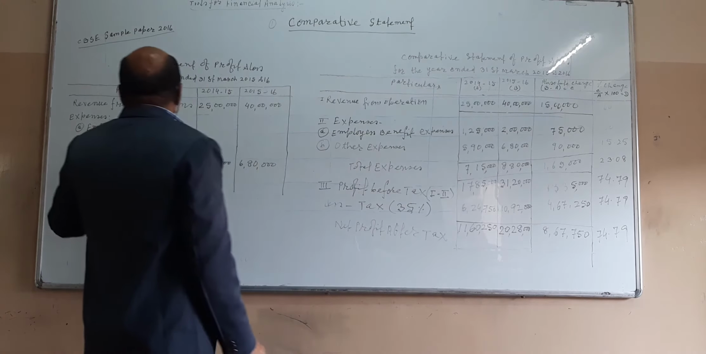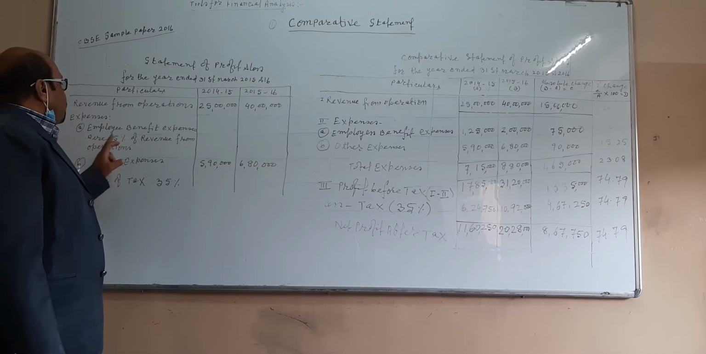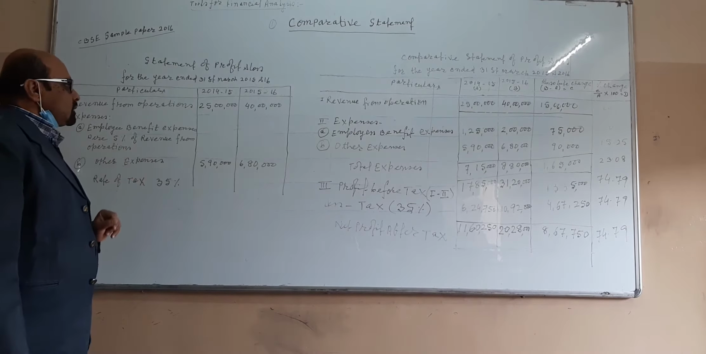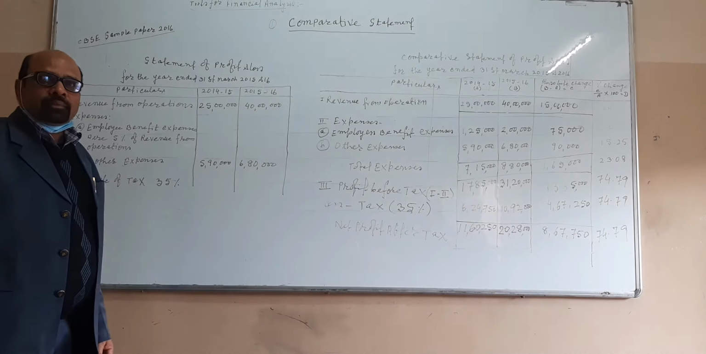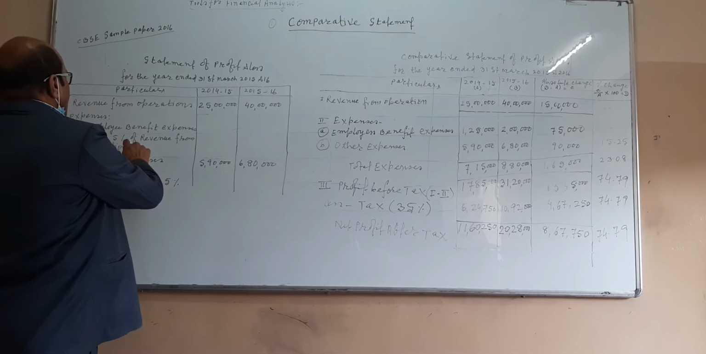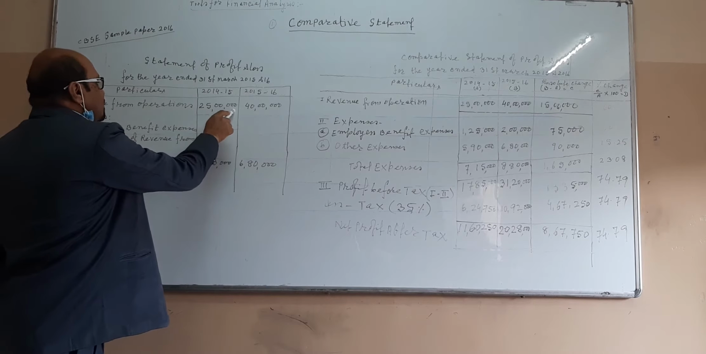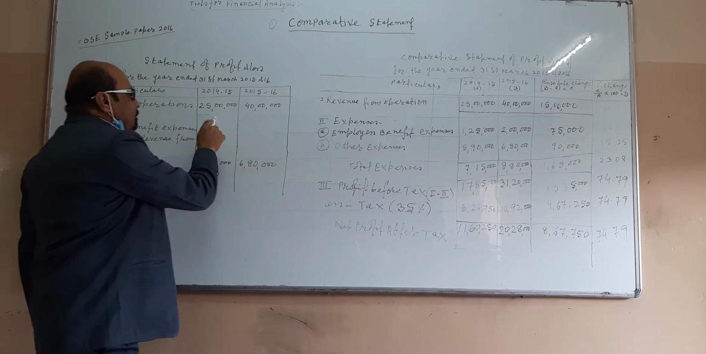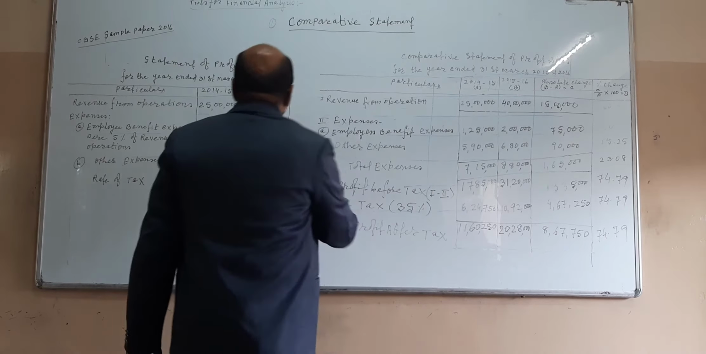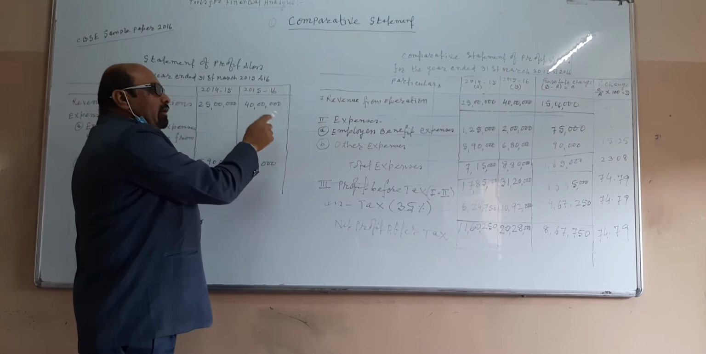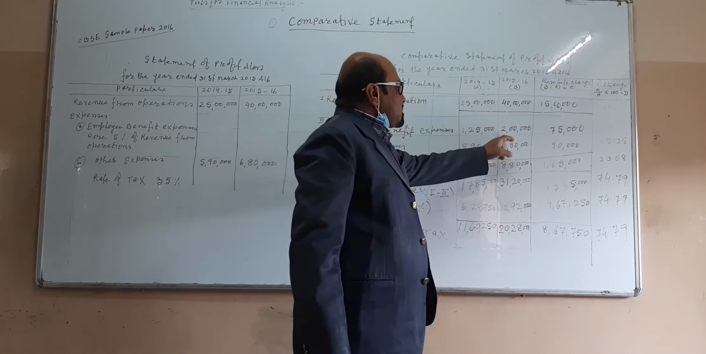After that, see, employee benefit expenses are 5% of revenue from operation. The amount is not given here, so you have to calculate it. So 5% of revenue from operation, that is, you calculate 5% of 25 lakh. So 5% is how much? 1 lakh 25,000. And 5% of 40 lakh, 5 fours are 20, it is 2 lakh. So you write here 2 lakhs.